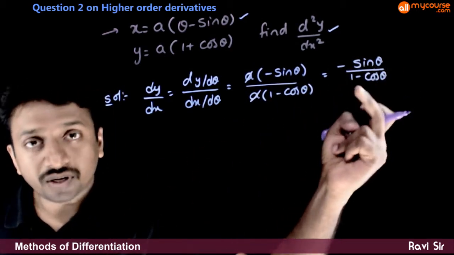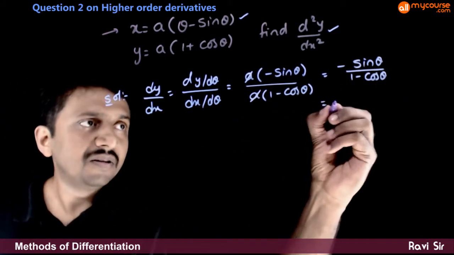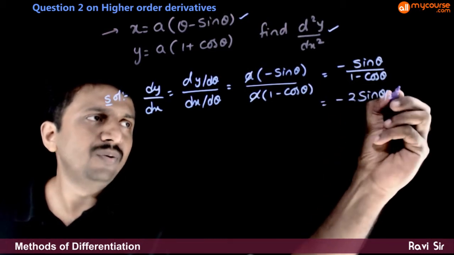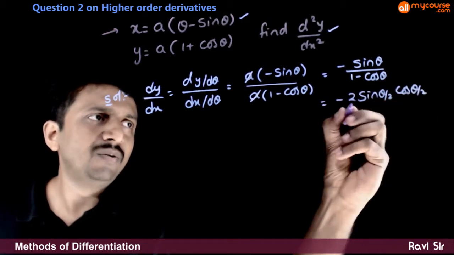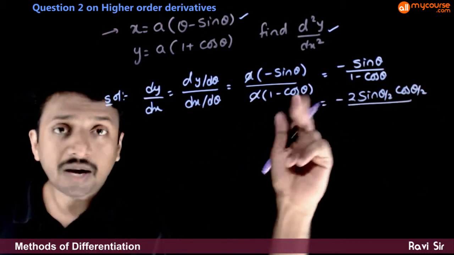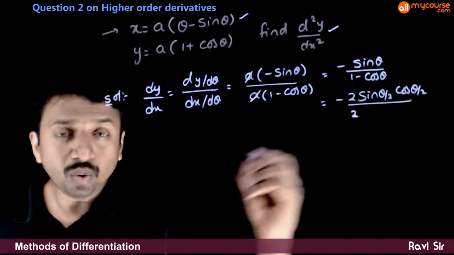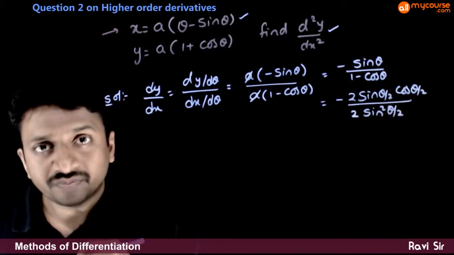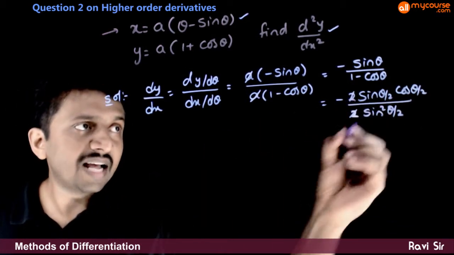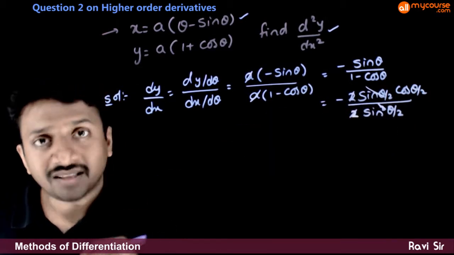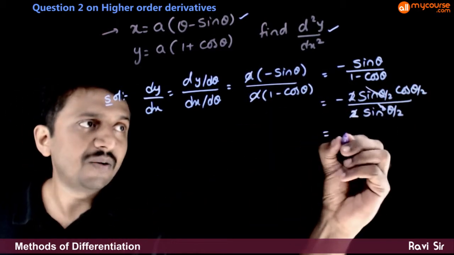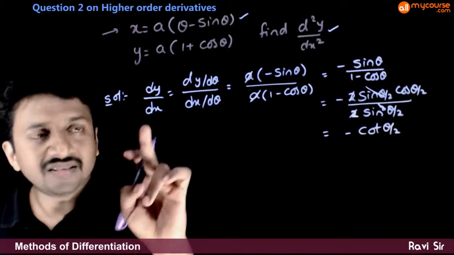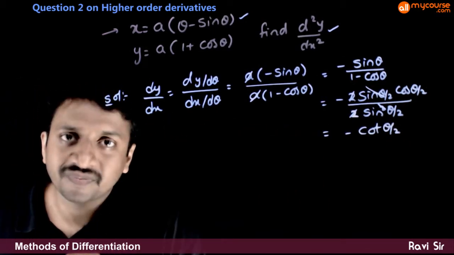So you can do further simplification. Sine theta can be written as 2 sine theta by 2 cos theta by 2, divided by 1 minus cos theta, which is 2 sine square theta by 2. So 2 and 2 get cancelled. Sine theta by 2 and sine theta by 2 get cancelled. You get minus cot of theta by 2. This is dy by dx.